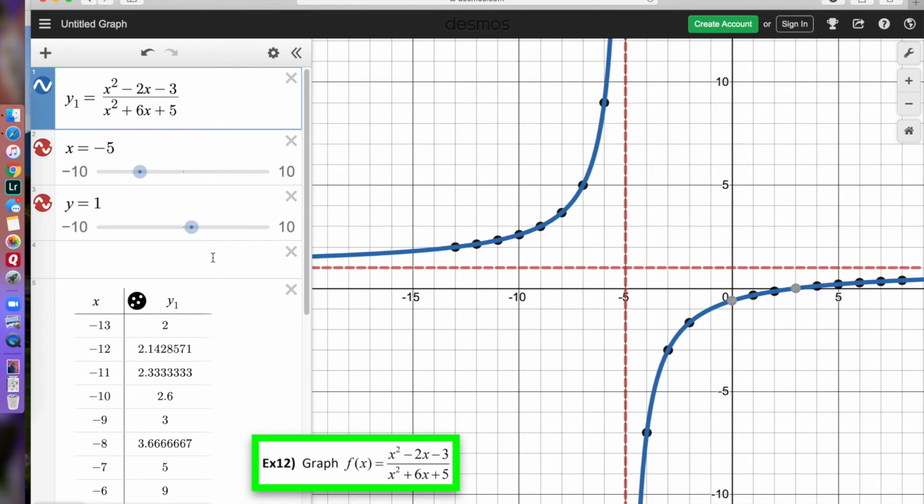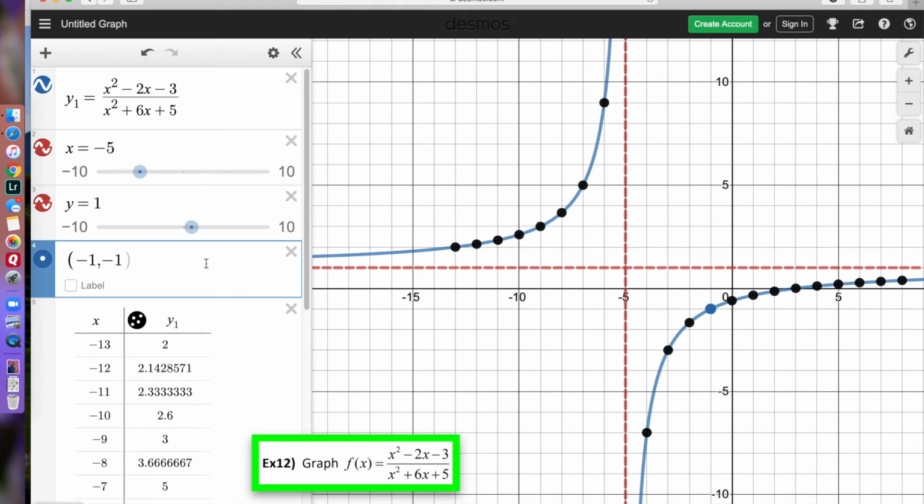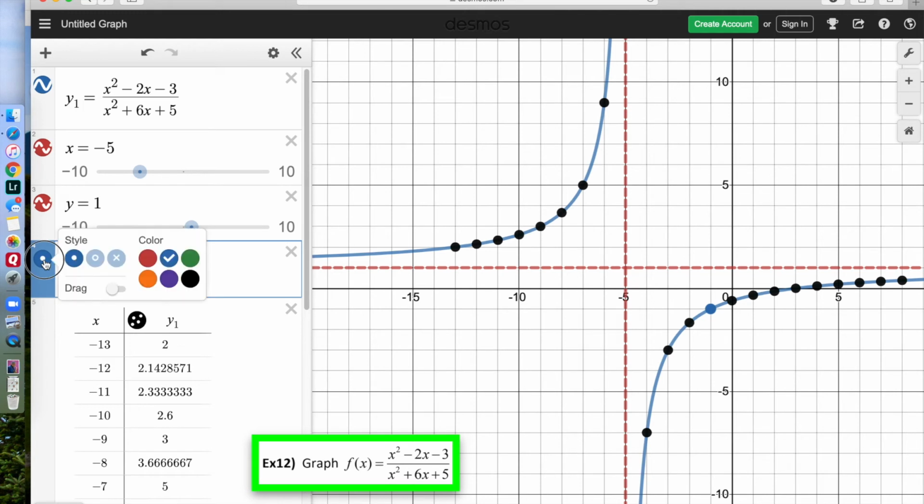Now I'm going to tell you it's -1, -1, and we'll talk in a minute about how I got the y value. But if you just type parentheses -1, comma, -1, that'll give you a point there, but I don't want the point to be a point. I want it to be an open point. So I'm going to hold down on this. I'm going to change that to open point, and that automatically then makes the hole look like a hole, like what you're expecting it to look like.